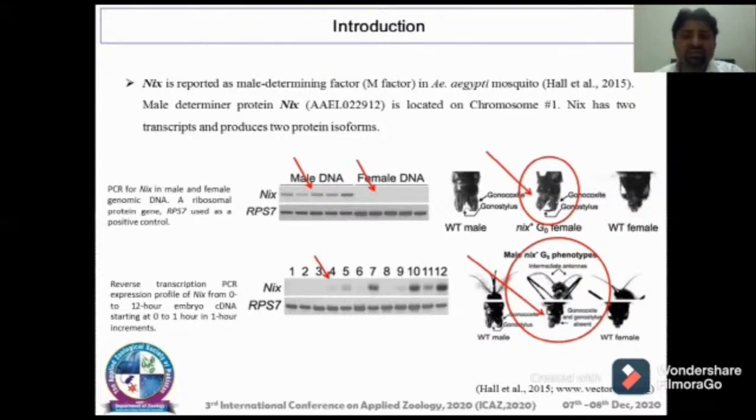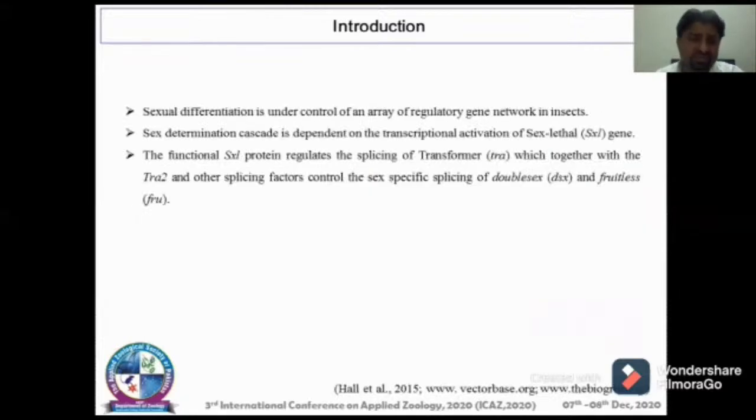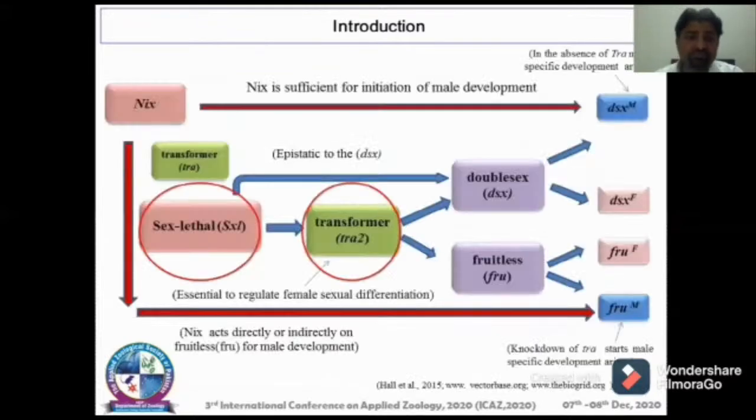Nix, cytologically, is present on chromosome 1, it is not XY. So there is certain information. Sex differentiation is under the control of an array of regulatory genetic networks in insects. There are certain genes in this genetic or sexual pathway: sex lethal, transformer, doublesex, and fruitless. They are reported in insects.